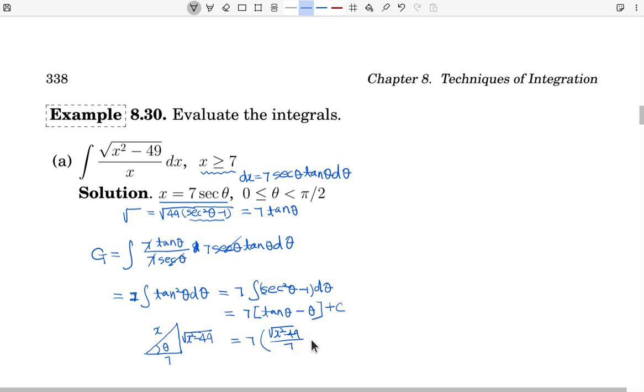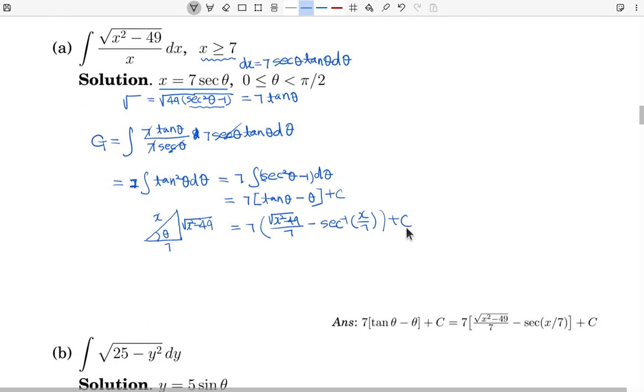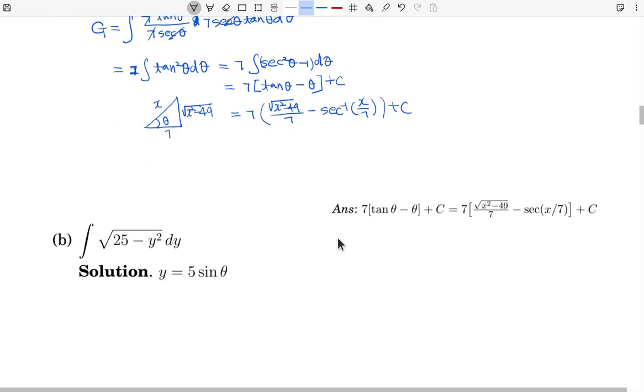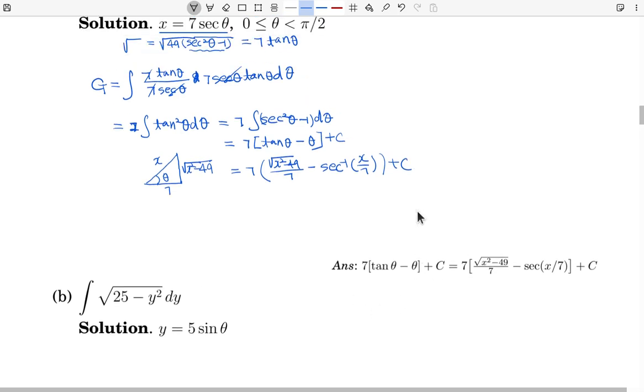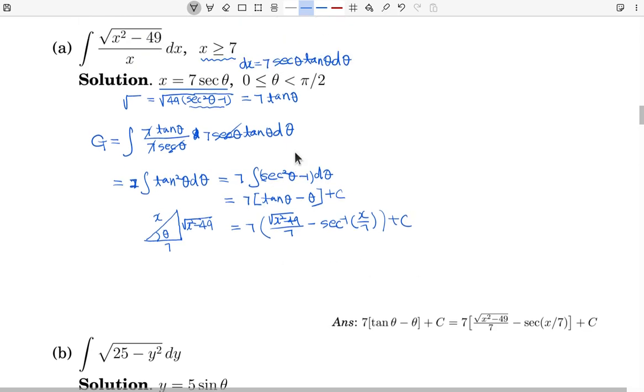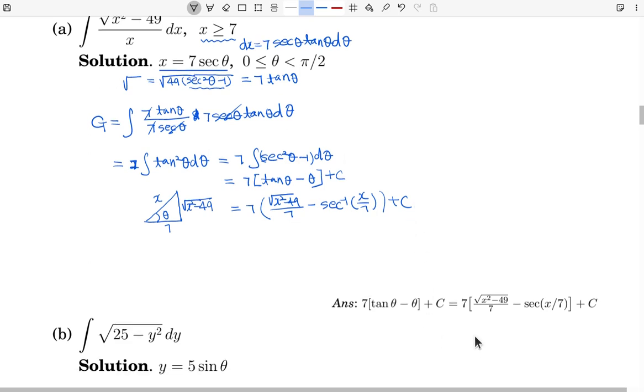Okay, now we have to put theta here. Theta is simply sec inverse of x over 7, plus c. That's the final answer. Okay, here x over 7 has a sec inverse, so I forgot to put the inverse.